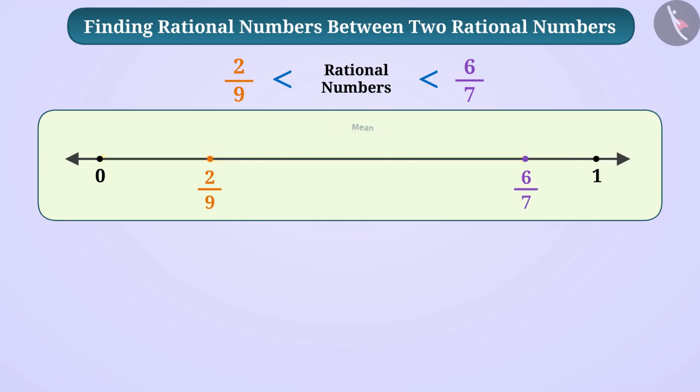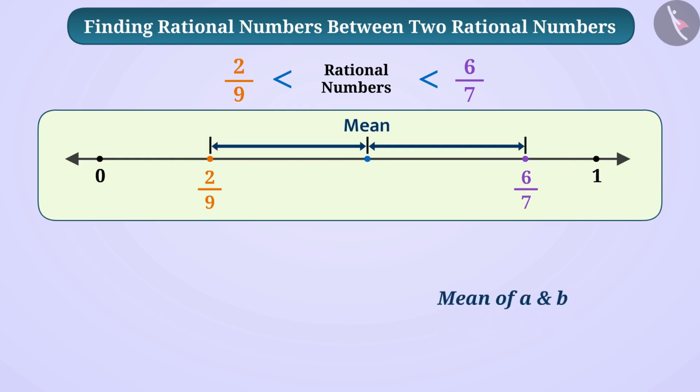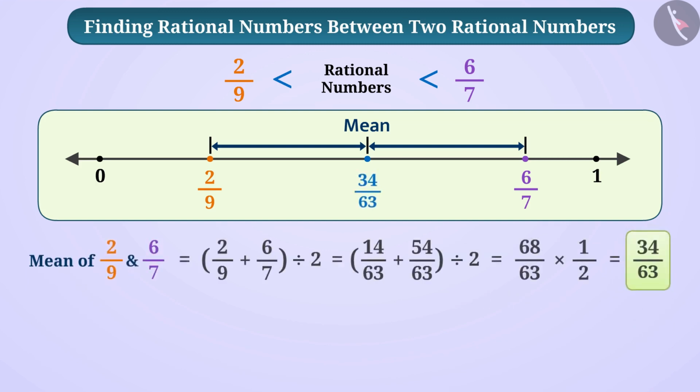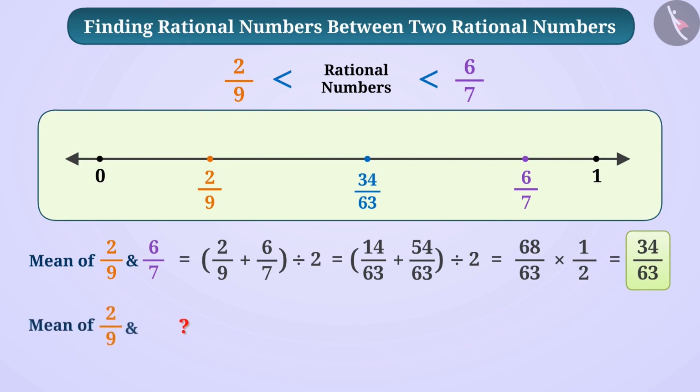Now, we will find out mean of 2 by 9 and 6 by 7. Mean of any two rational number a and b is a plus b divided by 2. In this way, we will divide the sum of both rational numbers by 2. Therefore, mean of 2 by 9 and 6 by 7 is equal to 34 by 63. This is the rational number between 2 by 9 and 6 by 7. In the same way, can you find the mean of 2 by 9 and 34 by 63? Try stopping the video.